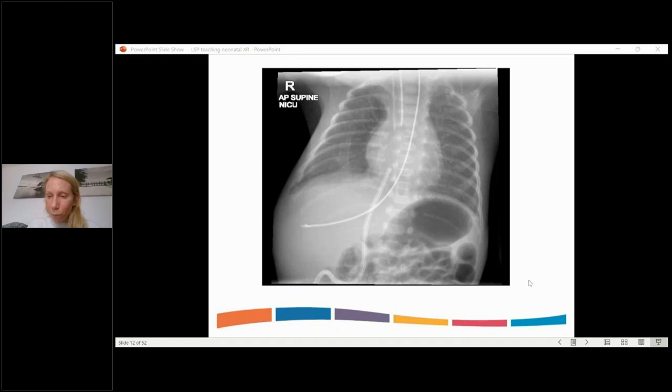And for this current one, we've got ET long, yep, and we've got NG somewhere. Yes, good comment, Katie. Any advances on where we think the NG might be? So we've got NG going to the right, but stomach bubble visible on the wrong side, query perforation. Yep, well done, team.